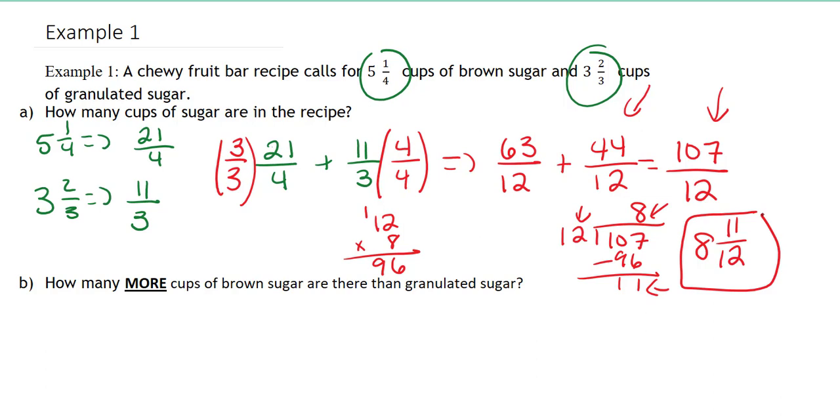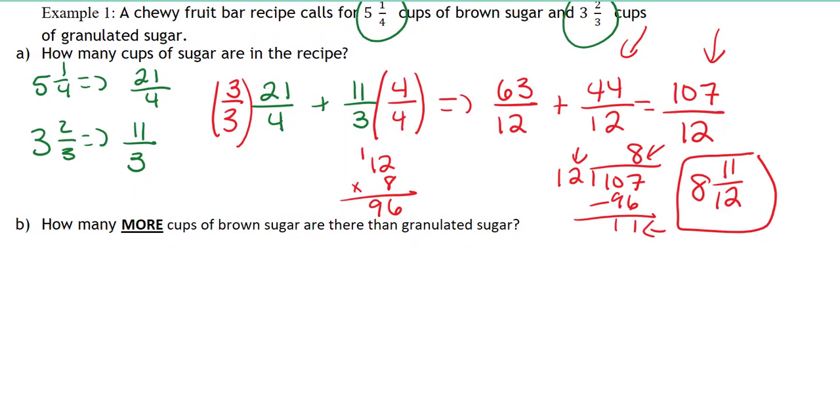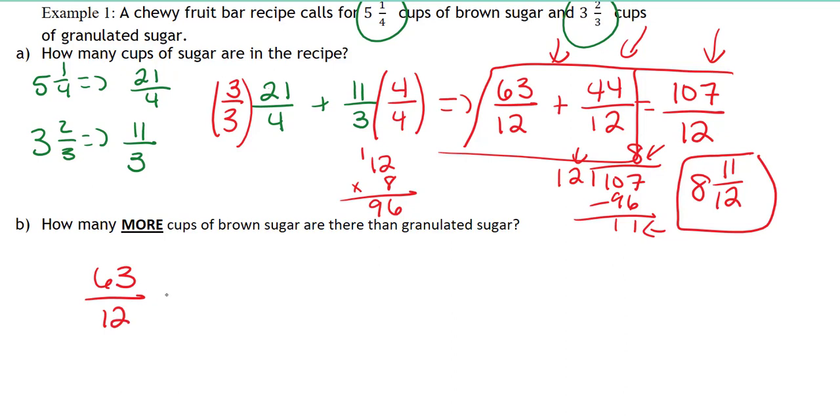Now let's look at the next example. How many more cups of brown sugar are there than the granulated sugar? This means we are going to subtract. We're going to just take this part, right? So we have 63 over 12 minus 44 over 12. We just skipped the part of converting into improper fractions and getting to the same denominator. So that's super helpful for us.